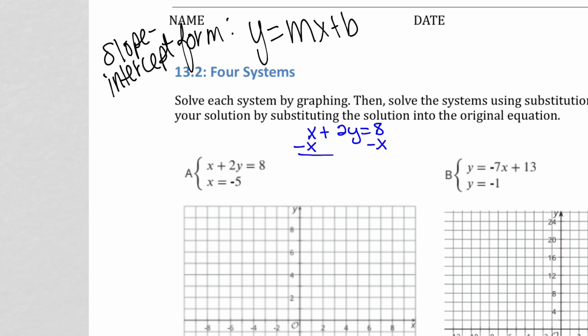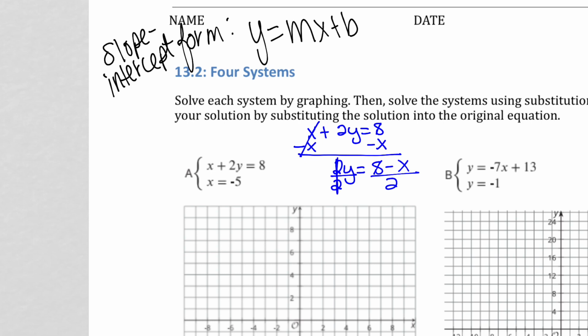Okay. So that'll get rid of our x on the left side. So we are left with 2y equals what? 2y equals 8 minus x. Now what do I do to isolate my y? Divide by 2 because it's still attached to my y. I want it to have a 1 in front of it.